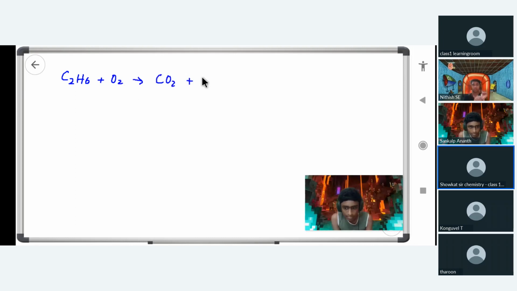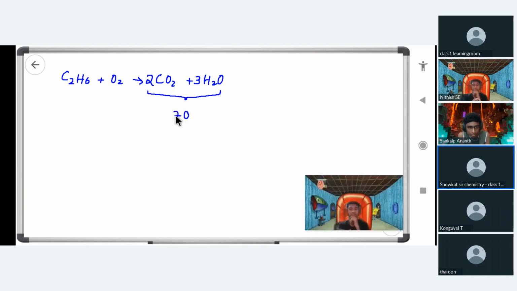Now we have to just balance this. See what we will do. There are 2 carbon atoms on the reactant side, so I will multiply it by 2. Then there were 6 hydrogen on the reactant side, so I will multiply it by 3. So 3 to 6. Now how many total oxygens are we having on the product side? Can you tell me? 7, sir. Exactly, 7 oxygen.